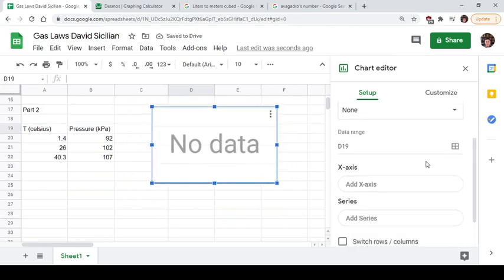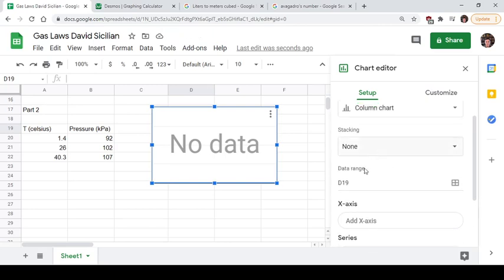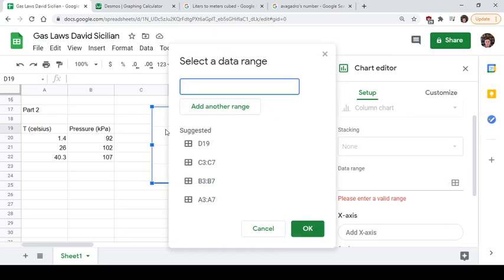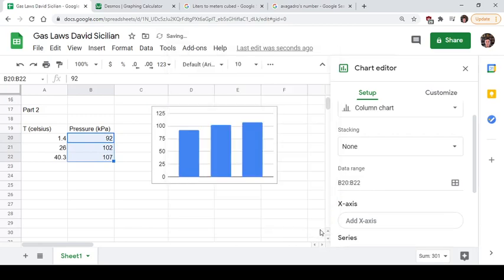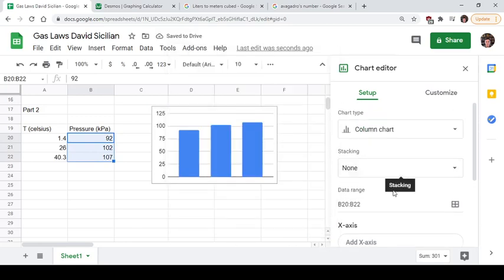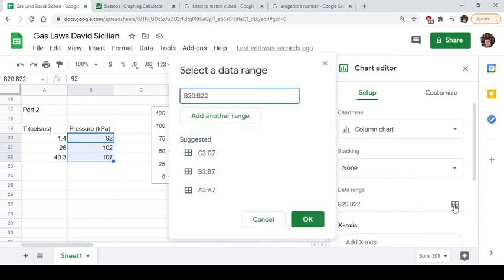Okay, and then under data range, delete this, click this button, and select your pressures. So your pressure column, click OK. Oh, whoops, actually that's not what I want. I want temperature to be on the y-axis, and why that is, I'll explain in a moment. So again, go back into data range and click this button again and delete that, and choose your temperatures.